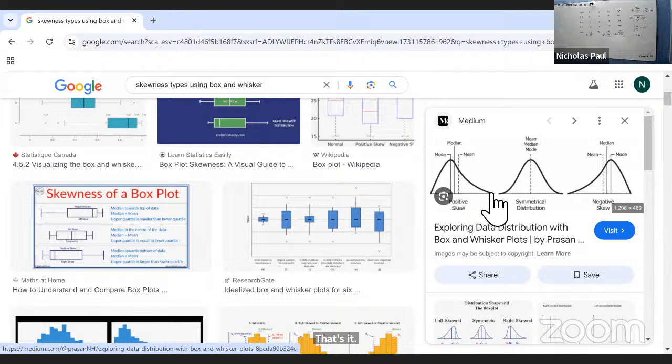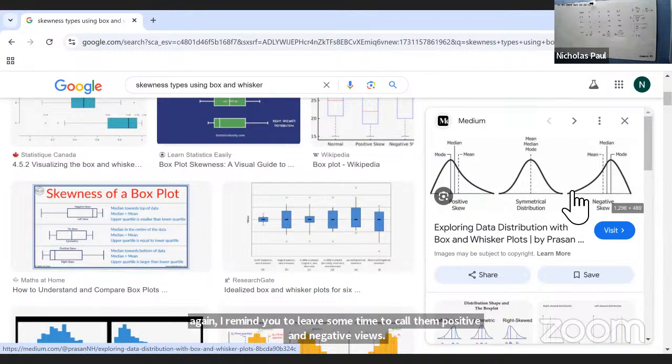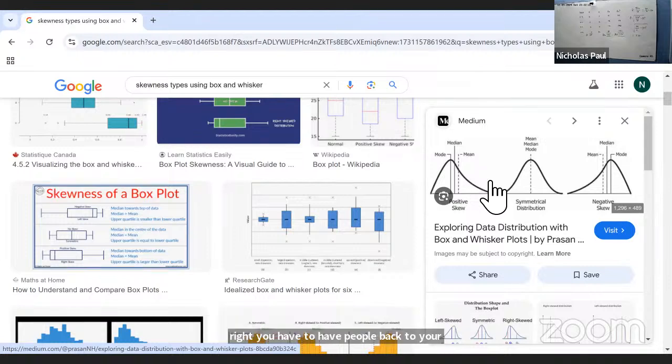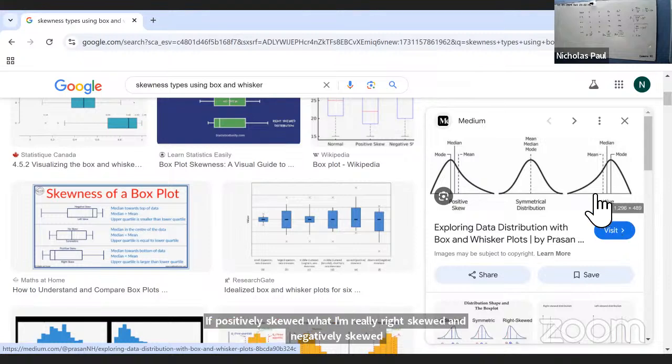Right? So again, I remember I told you sometimes they call them positively and negatively skewed, right? Go back to your diagram and relabel them now. Positively skewed would have been the right skewed, and the negatively skewed would have been the left skewed.